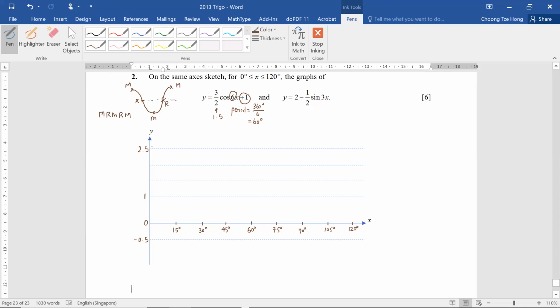So the max will be 2.5, so at 0, it starts at 2.5. Then at the first important point, 15 degrees, it goes to the rest point. Then at 30, it goes to the minimum. Then at 45, it goes back to rest. Then after that at 60, it goes up to the maximum. So we can actually sketch the first graph now. The cosine graph will look like this.